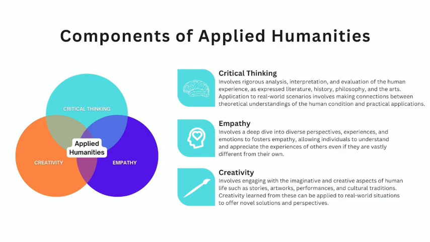In this next slide, I have some definitions for each of these three areas. Critical thinking refers to the rigorous analysis and interpretation of human experiences as expressed in philosophy, religion, and the arts. This approach is the more traditional humanities one, but it does have real-world applications, allowing people to establish connections between theoretical understandings of the human condition and practical scenarios.